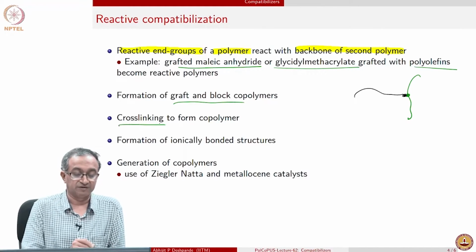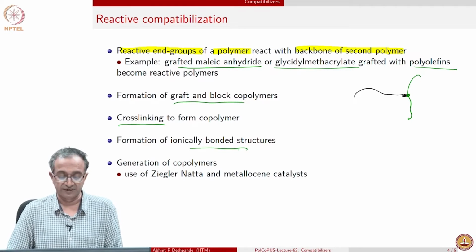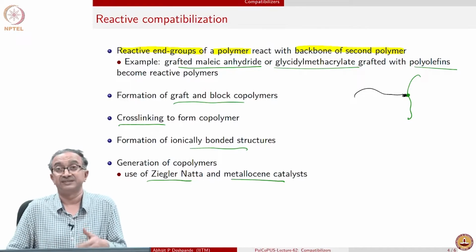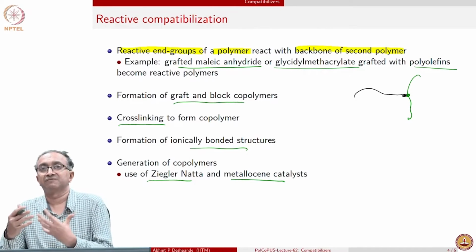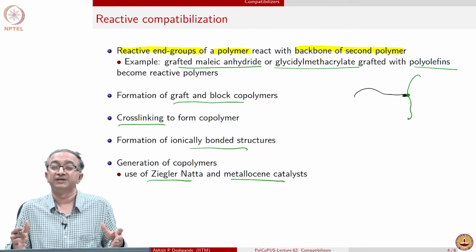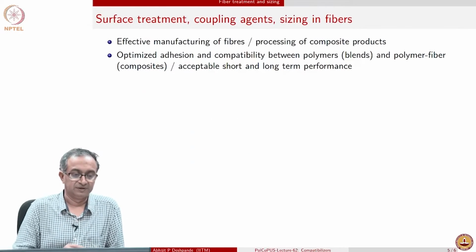We could also just form cross-linking, or we can also induce ionically bonded systems. Generally, we could also use some catalyst and then generate some copolymers by having a block of one polymer react with a block of another polymer. So, these are all reactive schemes by which we can improve the compatibility between the two macromolecular systems.